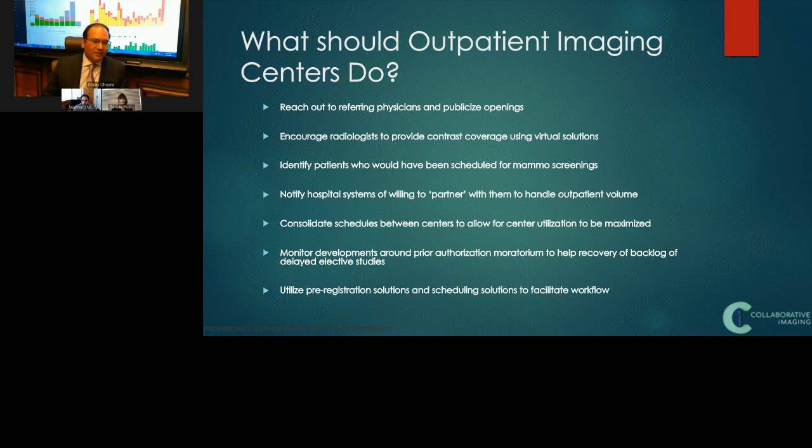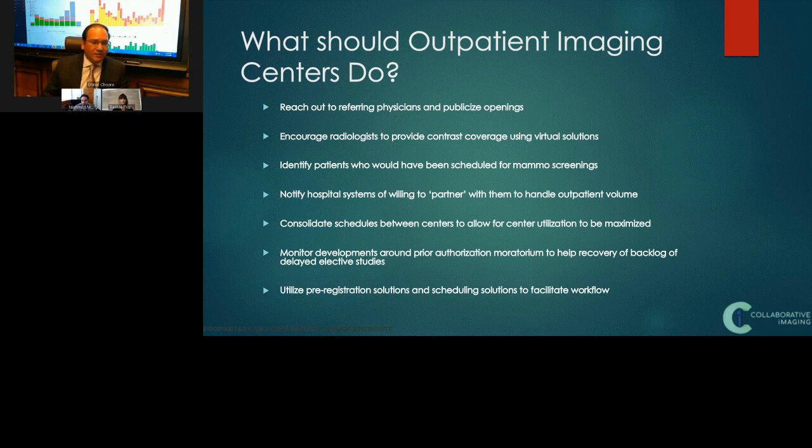Consolidate schedules between centers to allow center utilization to be maximized. Today you have centers which are 20, 30 centers strong in different parts of the city. Well, maybe you need to condense that. Maybe you say, let's not open up all 30 centers, let's just open up 15. And let's maximize our schedule so we don't have additional staffing or additional costs associated with operating different centers when patients can come an extra 2 miles to meet their care needs.